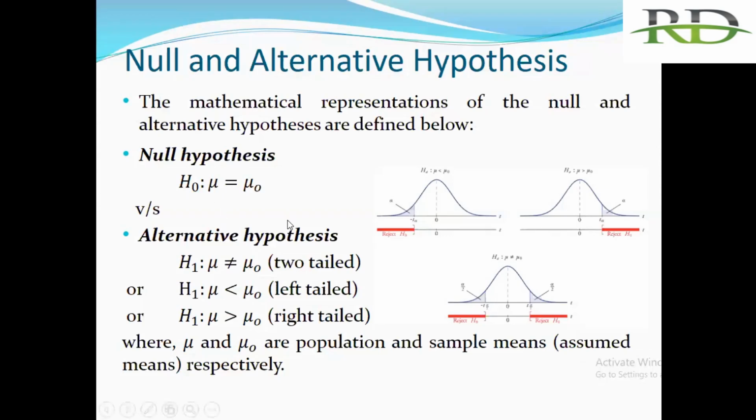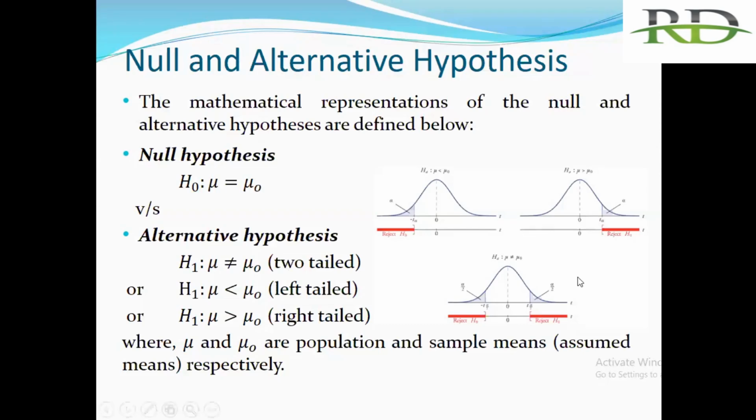Contrary to the null, I can have three types of alternate hypothesis. You can take the first, you can take the second, and you can also take the third. Now, what is the difference between the three? Obviously, the first one, I think everybody will understand. Mean is equal to 155 centimeters. Mean is not equal to 155 centimeters. So the first one is two-tailed. This is called two-tailed alternative hypothesis. Why is it called two-tailed?